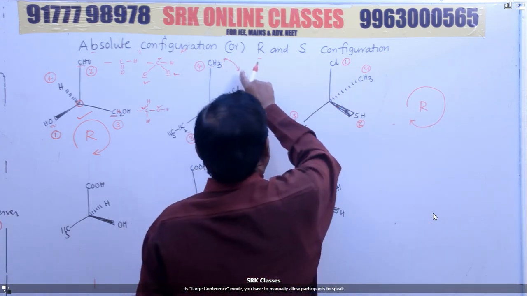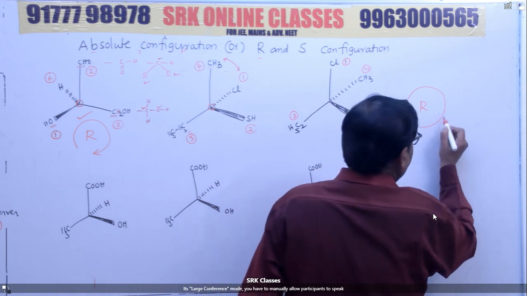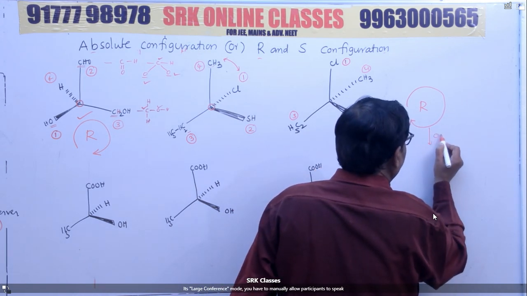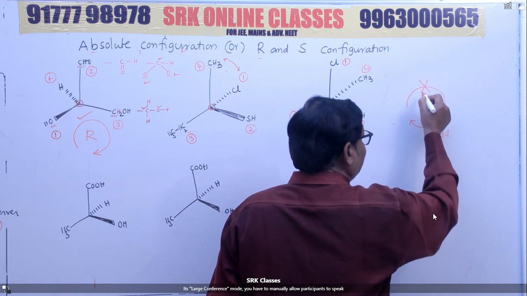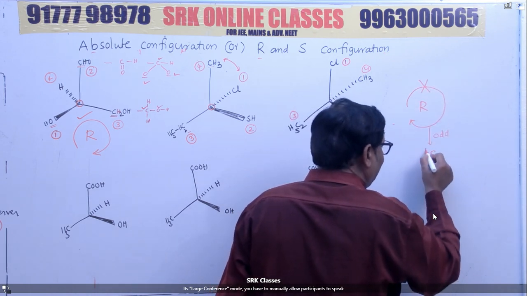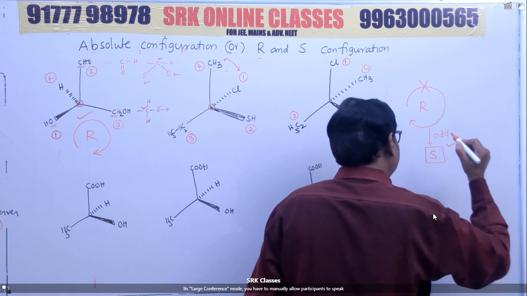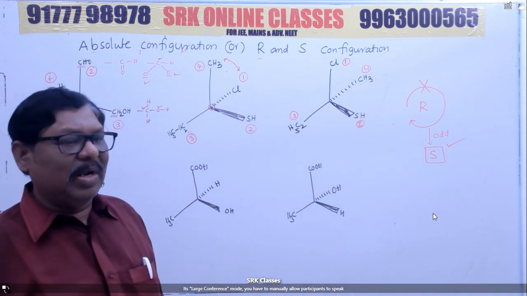We have done one interchange, an odd number of interchanges. If it is an odd number of interchanges, inversion will be taking place. Therefore, this is wrong. Inversion of R must be what? Yes. Therefore, the configuration of the molecule will be this configuration.